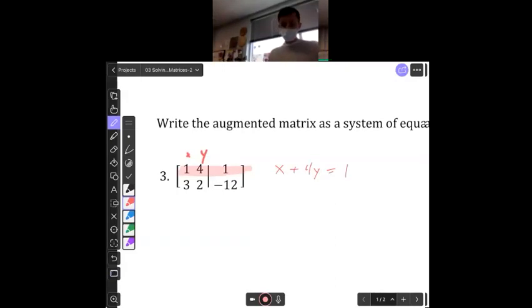So I can go backwards, right? So Mason, what would the next row be as the equation? 3x plus 2y equals negative 12. All right, 3x plus 2y equals negative 12.